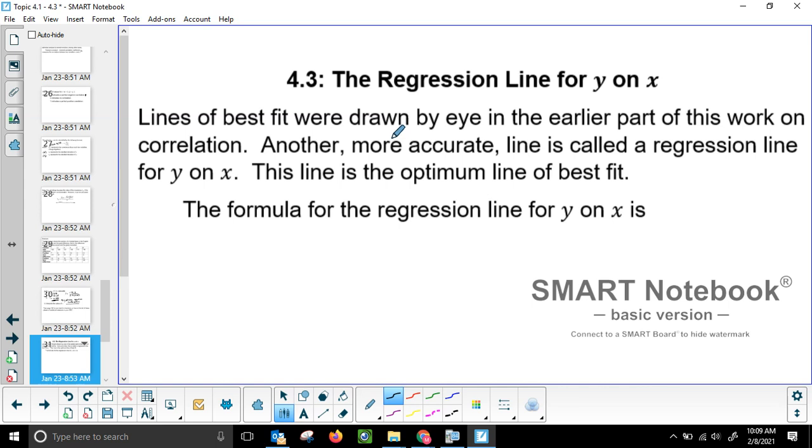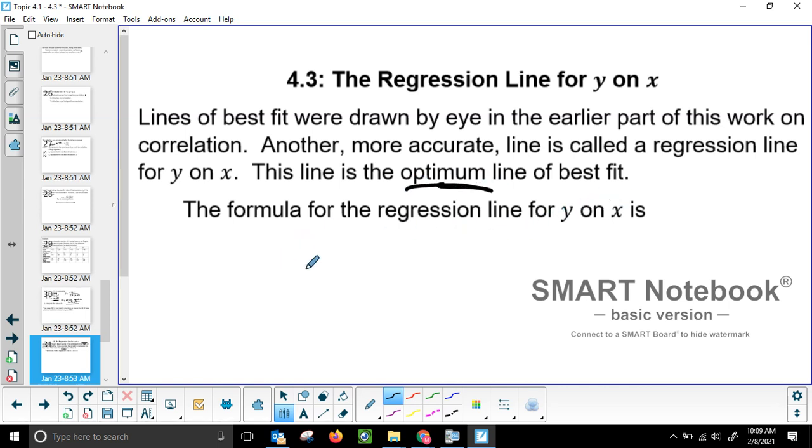All right, so now we'll start talking about the regression line for y on x. Earlier we talked about lines of best fit and how you can just kind of eyeball them, making sure that they go through x bar, y bar, and then just estimating the points, trying to get equivalent points above and below the line. However, there's a much more accurate line of best fit called the regression line. This line is the optimum line of best fit.